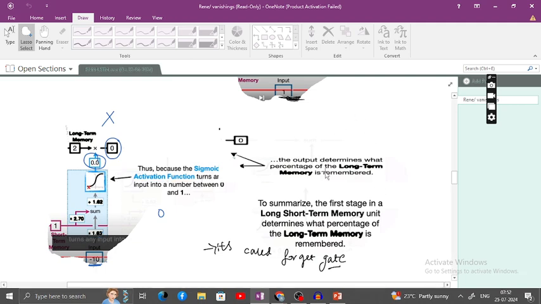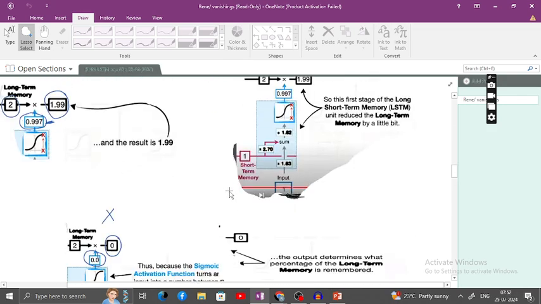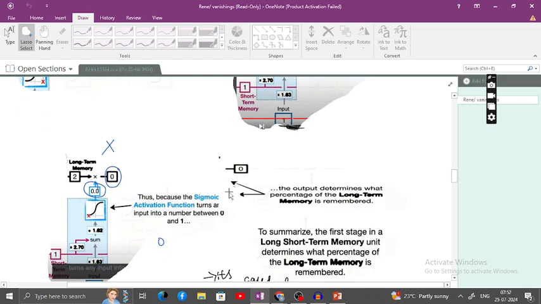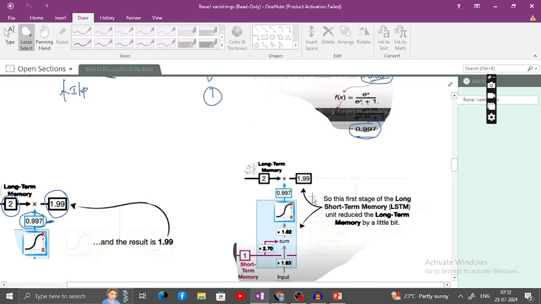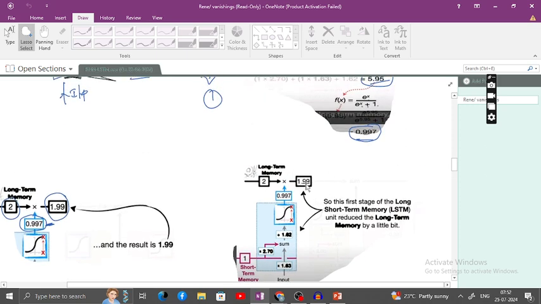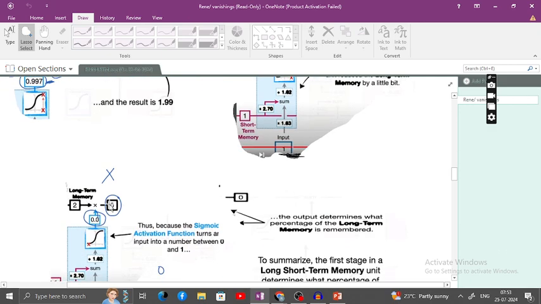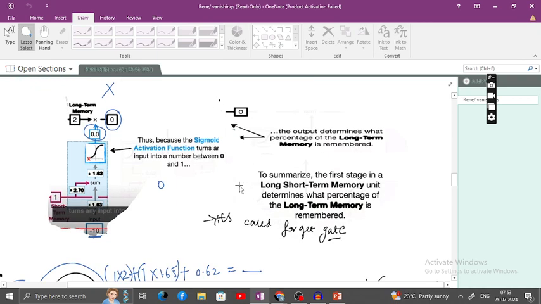Okay, the output determines what percentage. So whatever the output coming from the forget gate determines how much percentage of long-term memory is to be remembered. See how out of 2 I am remembering 1.99. So this is what I want to remember. How much do you have to remember out of the total? Out of 2 I am remembering 1.99. Out of 2 I am remembering 0. So this forget gate will determine how much percentage you need to remember.